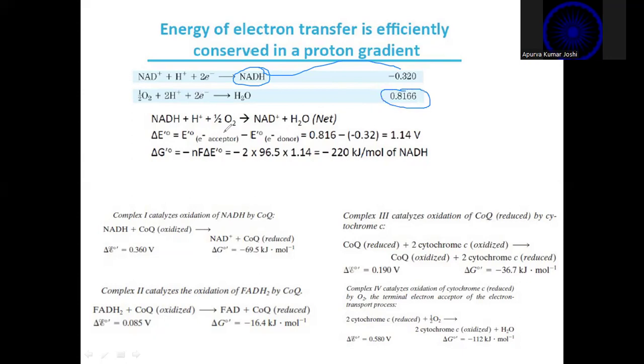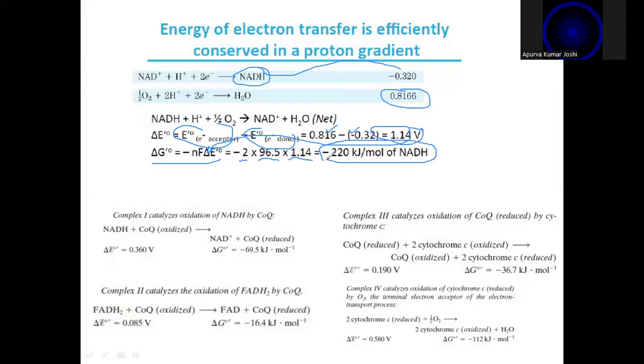Now, if you plug in those values, you will see that the delta E value, which is the difference in the redox potential of the acceptor and the donor, comes out to be a positive value, 1.14 volts. And if you plug that into this Nernst equation, which is delta G naught prime equals minus nF delta E naught prime, where 2 electrons are moving and F is Faraday's constant, and you plug in the delta E naught prime value, you will get minus 220 kilojoules per mole.